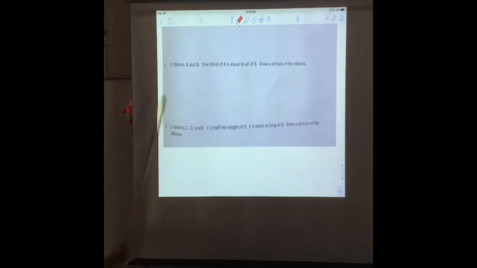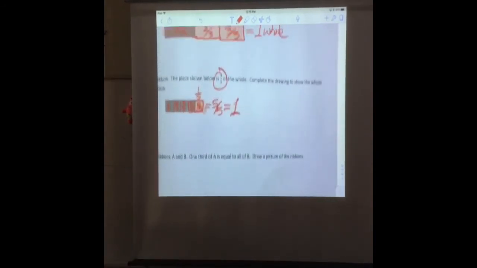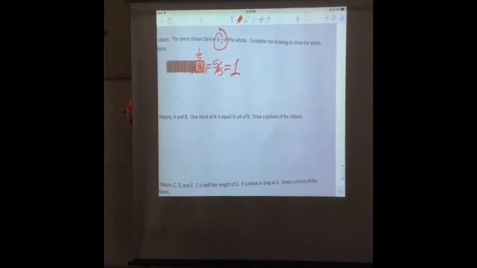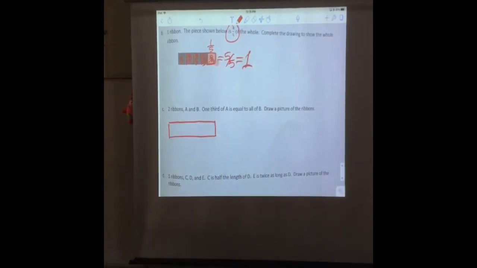Our next one, it says we have two ribbons, A and B. They're telling us this one and this one, okay? A and B. We have two ribbons. I'm just going to draw them out. I'm going to call this A. And it says 1/3 of A is equal to all of B. So I'm going to have, here's my third, right? Is equal to all of B. So then how big is B going to be? B is going to be this big, right?